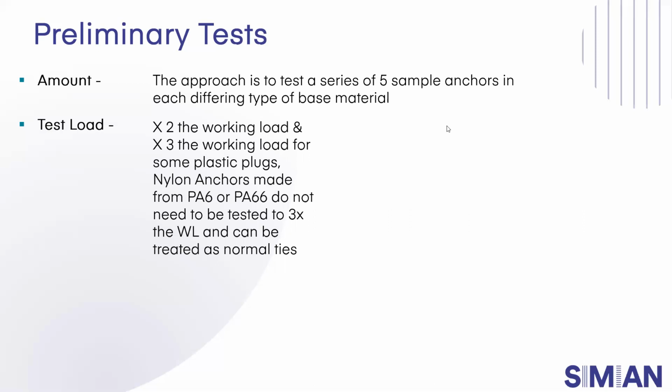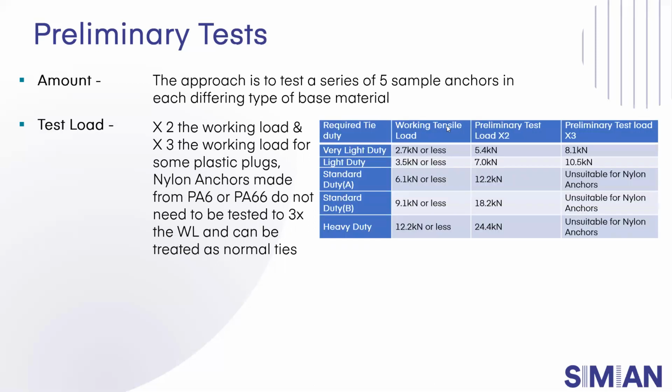So, to give you a couple of examples of how it works. If it's a very light duty tie, so 2.7 kilonewtons or less, the preliminary test load, so that's 2 times, would be 5.4 kilonewtons. If you're using a nylon plug that needs testing to 3 times the working load, that would be 8.1. A light duty tie is 3.5 kilonewtons or less. The prelim test load times 2 will be 7 kilonewtons. If it's times 3, so if it's a nylon plug, it'd be 10.5.